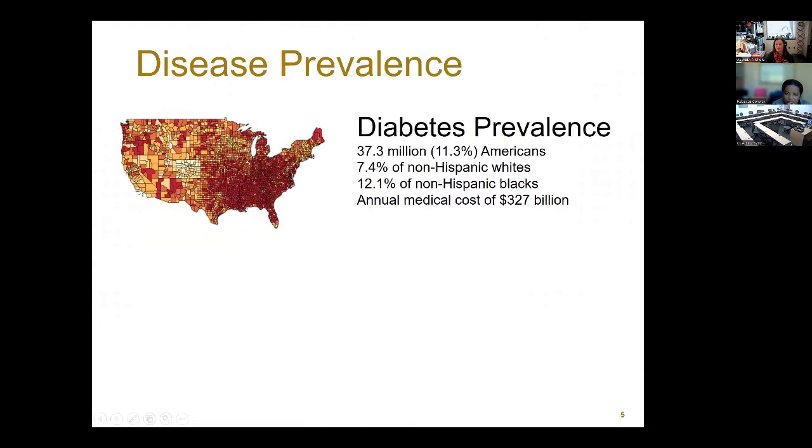So the southeastern United States really has the highest rates of both diagnosed and new cases of diabetes. And strikingly, these rates are higher in ethnic minorities who experience a disproportionate burden of disease. And to compound these issues further, the annual medical cost is estimated to be around $327 billion.